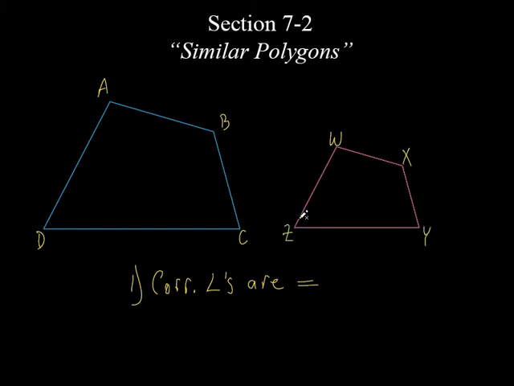Okay, now we can talk about these corresponding angles. So angle A equals angle W. Angle B equals angle X. C equals Y. D equals Z. Those angles are exactly the same. But look at the sides, though. That's what I want to concentrate on here. AD is not the same as WZ. This one's way longer than this one right here. AB is a lot longer than WX. BC is a lot longer than XY. And the bottom one, DC, is a lot longer than ZY.